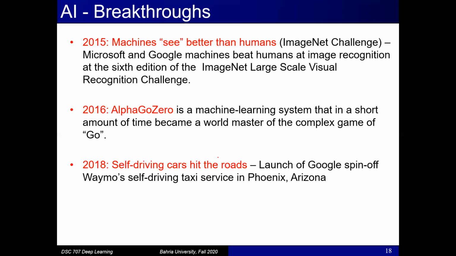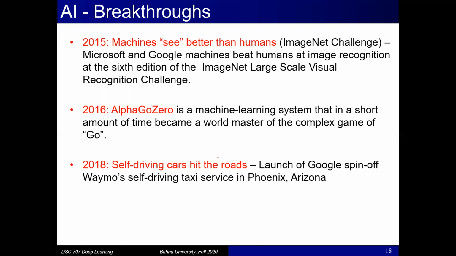Means there were few pictures in which humans did not know what it is, and the computer was able to tell. That was back in 2015. And then one year later, there's a very famous game, Go, and again, a machine learning based system actually beat human experts in this particular game.